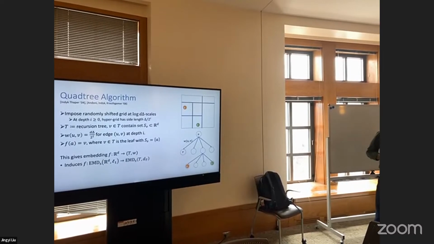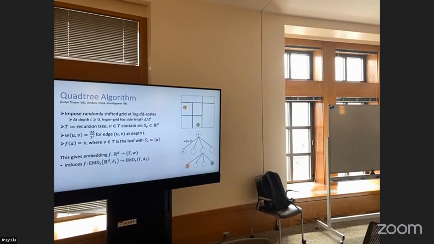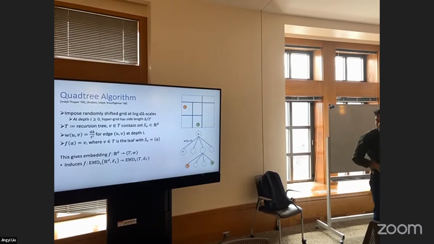And then, of course, the function is just mapping a point A to the leaf containing it. This is a mapping of R^d to a tree. But this naturally induces an embedding from earth mover distance over R^d to earth mover distance over a tree, just by embedding all of your points, your set S of points in R^d, into your set S of points in a tree. So now we have an embedding of earth mover distance over R^d into earth mover distance over a tree.